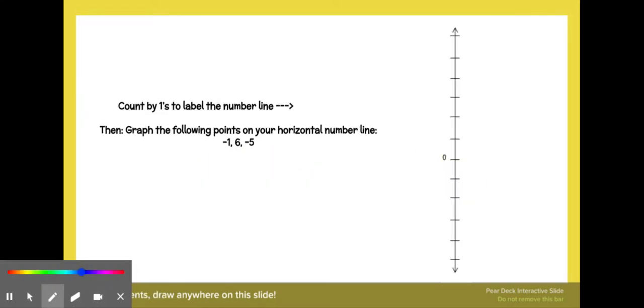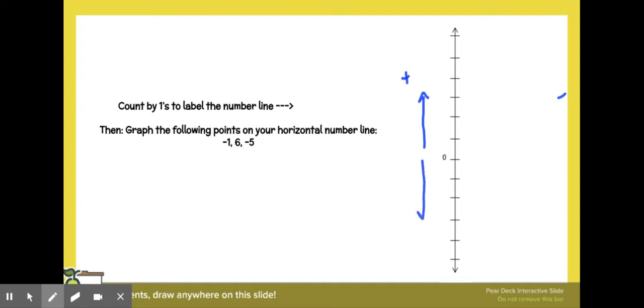When we're looking at a vertical number line, a number line that goes up and down, I want you to think of a thermometer. Positive numbers are going up from 0, and negative numbers, like below 0 temperatures, would go below 0. So when I number my vertical number line, my positive numbers would count up from 0. 0, 1, 2, 3, 4, 5. And again, starting at 0 to count down, -1, -2, -3, -4, -5.